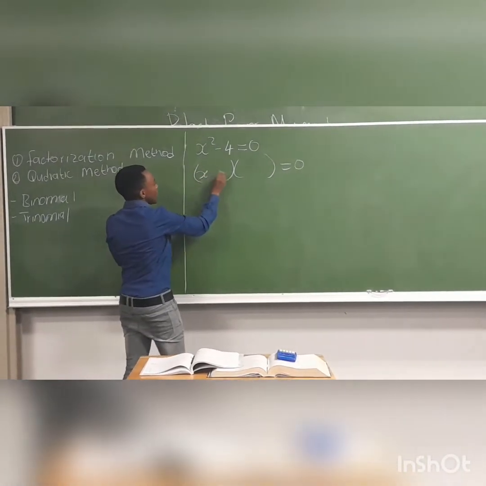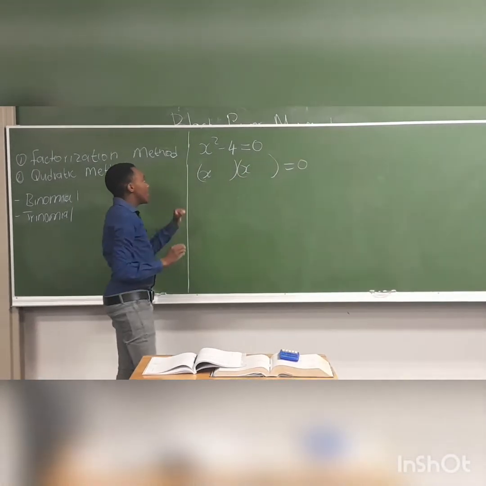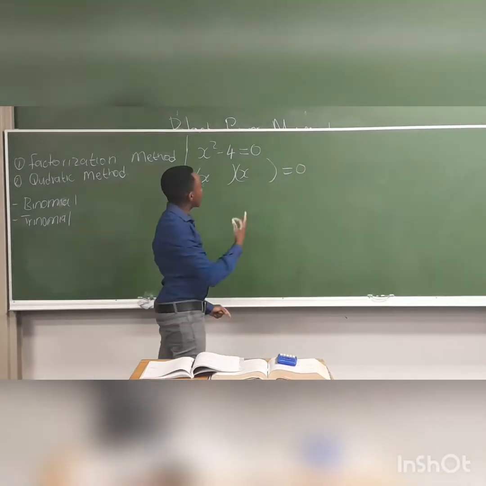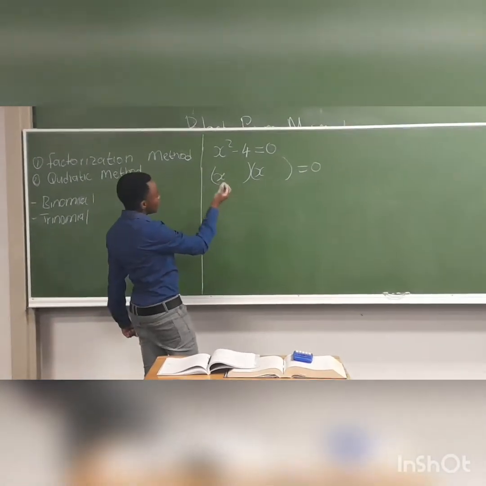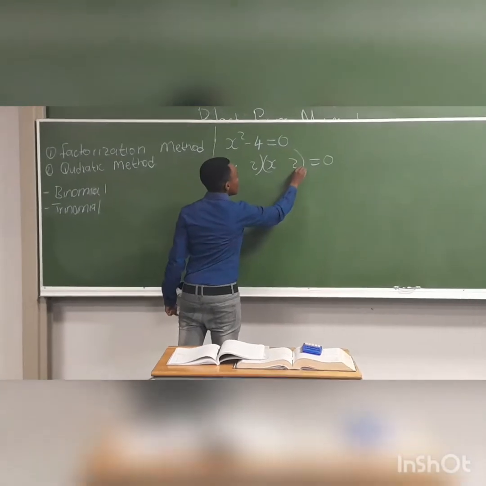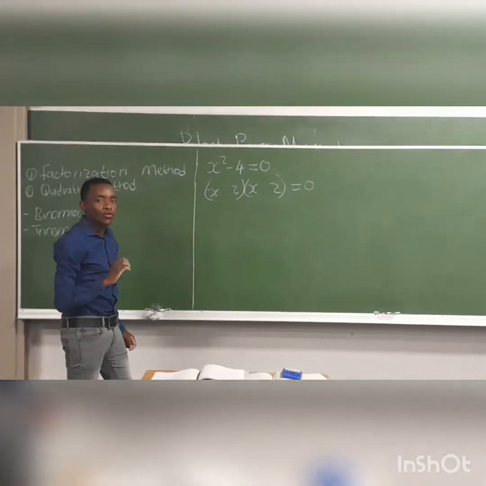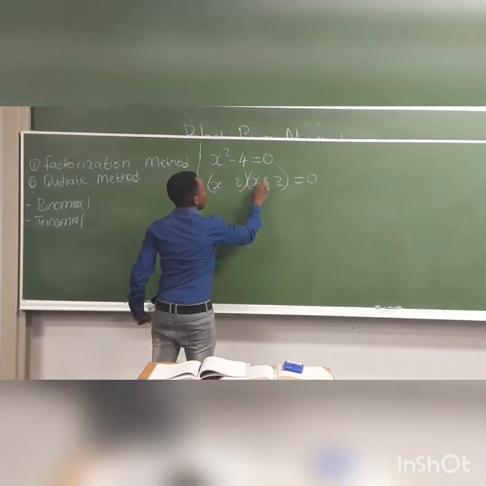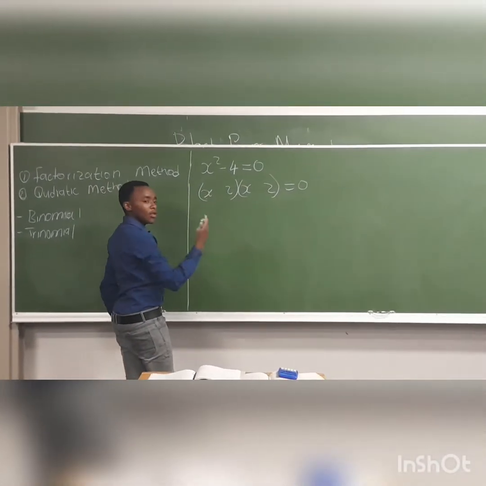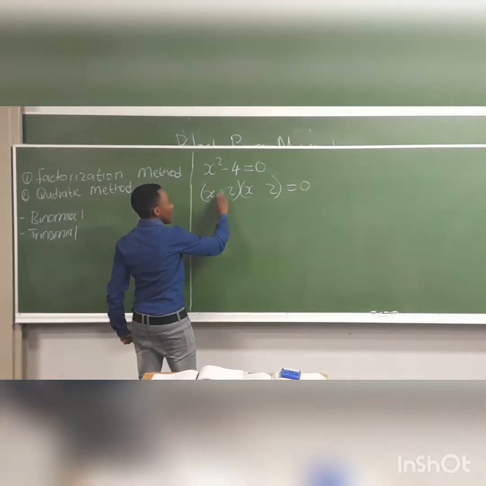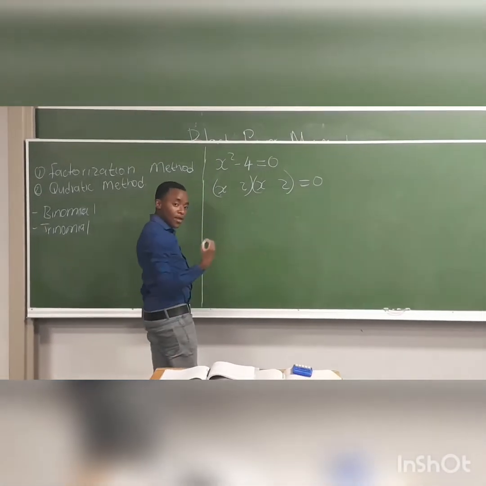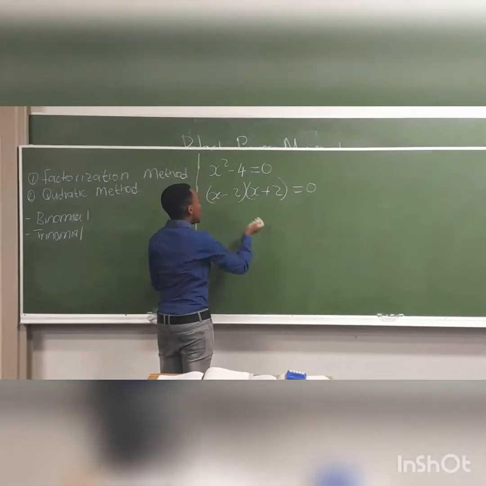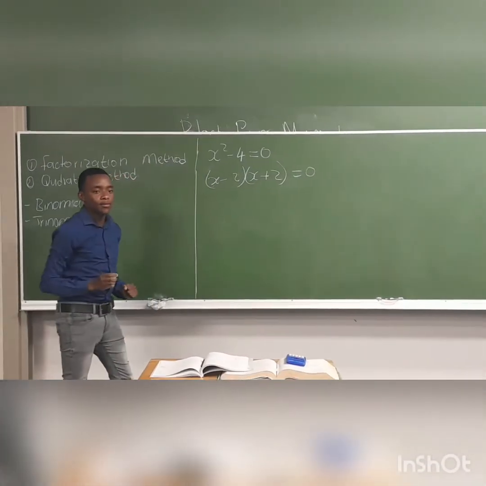Then since we have x squared, we'll need to split our x. We'll have x this side, x this side. Then since we have negative 4, we need to find the factors of negative 4. The factors of negative 4 are 2 and 2, because 2 multiplied by 2 is equal to 4. Here comes a little bit of a trick, because we need to have different signs. It depends on you whether you put negative here or positive here. But for me, I will put negative here, then positive here. There's no difference if you swap them.